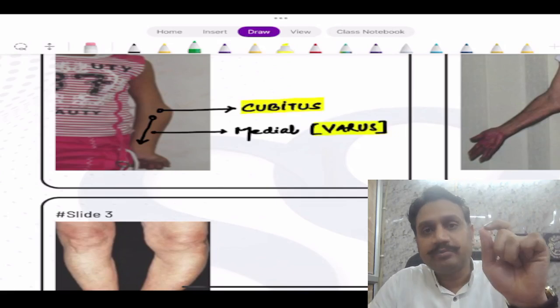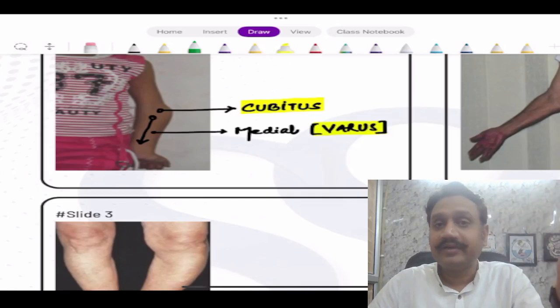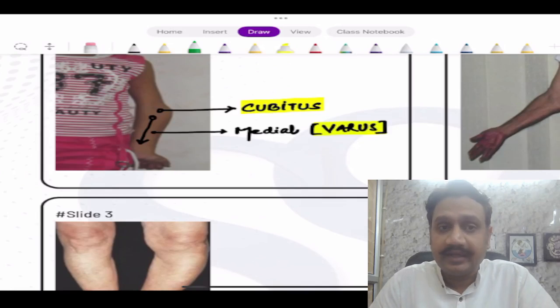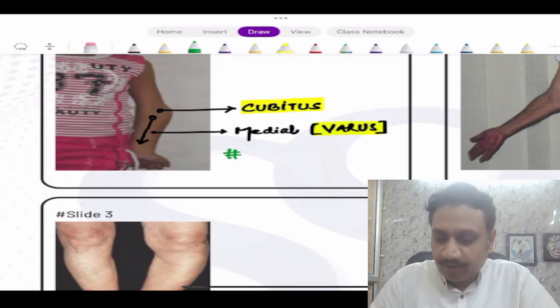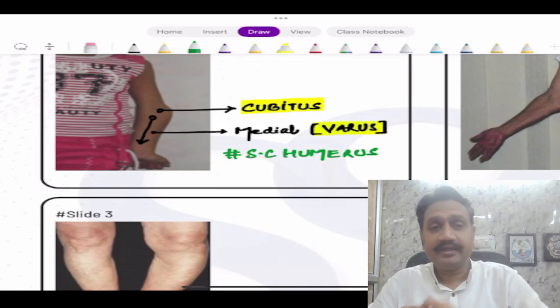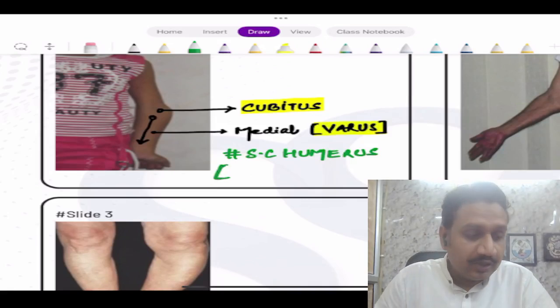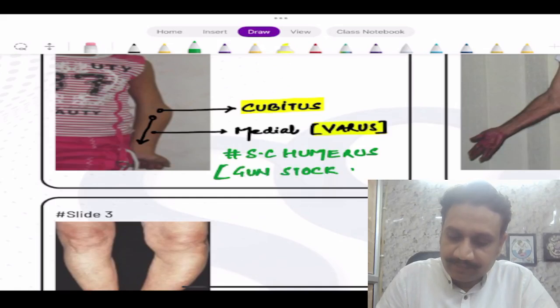The question is very simple, an image based question, asking what deformity this is. If you can identify the deformity, wonderful. Then the second question will definitely be where do you see this deformity? Please remember that this deformity is seen in fracture supracondylar humerus. Whenever there is an injury to the supracondylar area, the humerus getting fractured, then we see cubitus varus deformity, also called gun stock deformity.